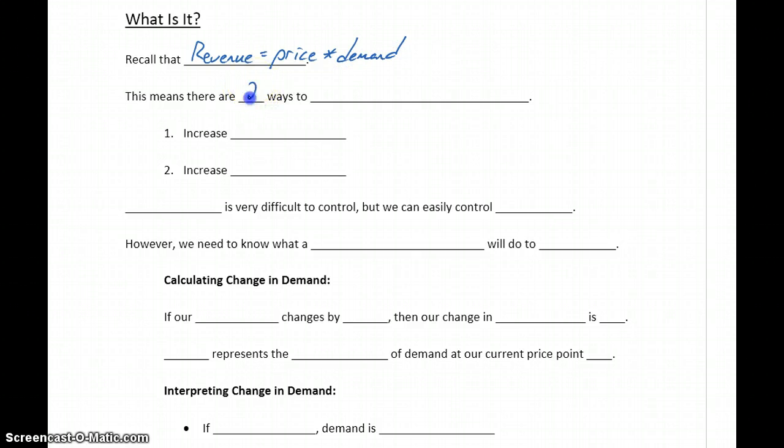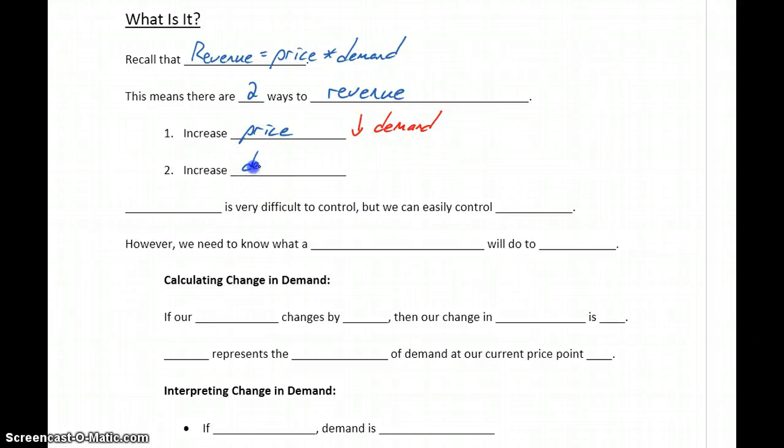this means there are going to be two different ways to increase a company's revenue. And those two methods are either increasing price or increasing demand. So if we increase price, our revenue is going to go up, but in response to that, demand is going to go down. So basic principle of economics, the more you charge for something, the fewer people who are going to be able to buy it or be interested in purchasing it. So we can increase price, but we have that effect on demand.